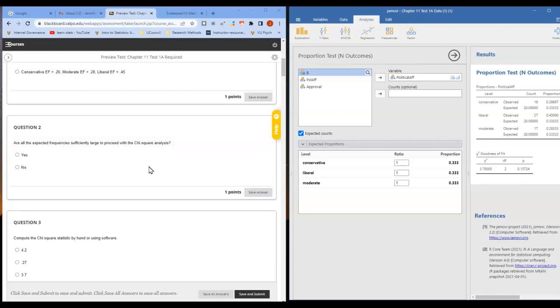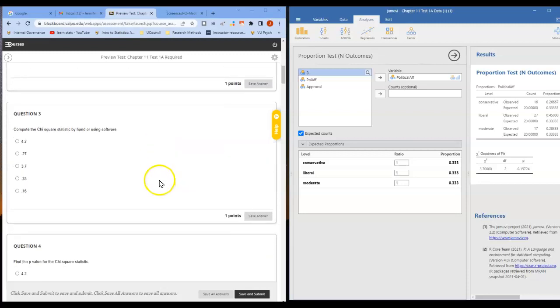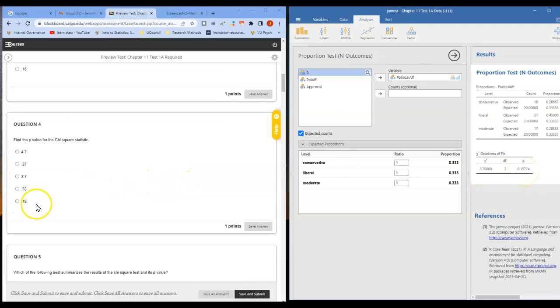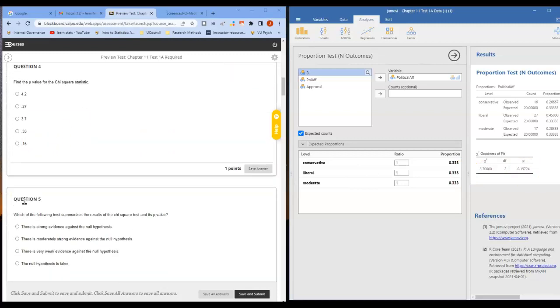All right, our next question is, are all the expected frequencies sufficiently large to proceed with the chi-square? And the answer here is yes, because all of our expected frequencies are at least 5. In fact, they're all 20, but 5 is the cutoff. You have to expect at least 5 per cell to do a chi-square analysis. Next, you compute the chi-square statistic, and we have it listed over here in the output as 3.7. The p-value for the chi-square is 0.157, or 0.16, down there for question 4.